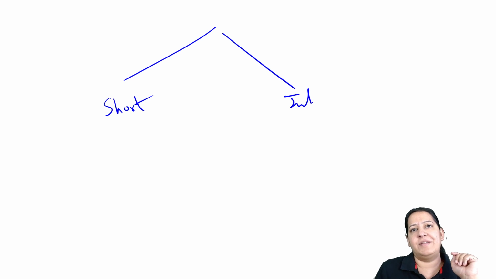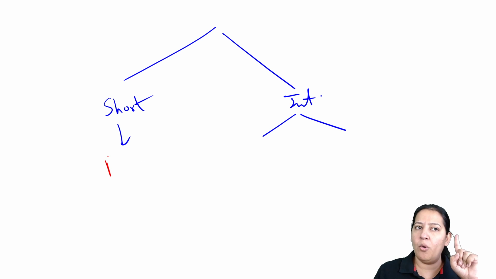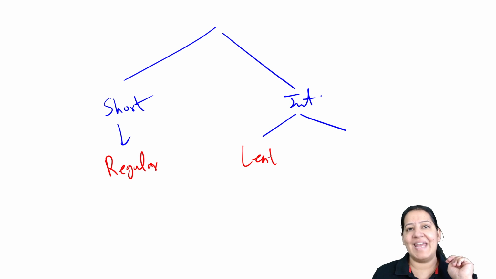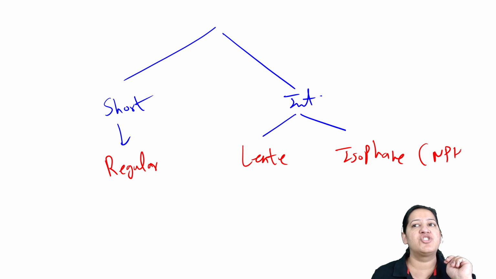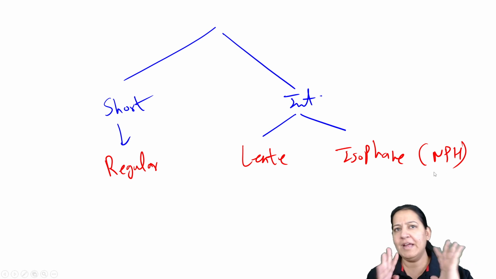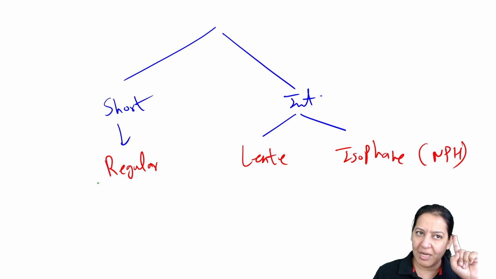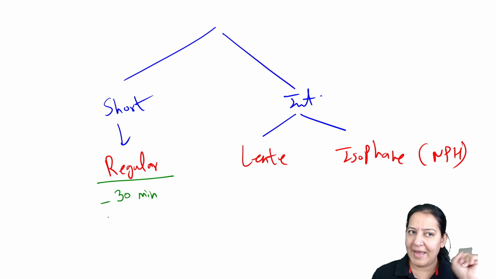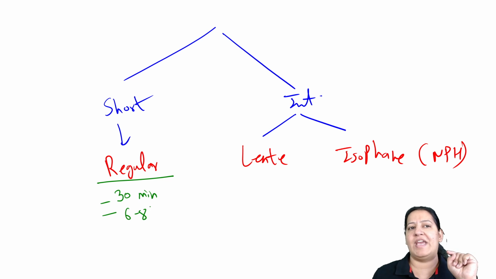Okay. So let me classify the short acting and intermediate acting. Short acting is only one. Intermediate acting are two. In short acting, only one is regular. In intermediate, there are two. One is lente, one is isophane. Isophane is neutral protamine Hagedorn, NPH, one and the same thing. Let me give you the details of all three. In short acting, there is regular insulin. After giving the injection, it shows its action after 30 minutes, and it remains sustained for the next 6 to 8 hours.